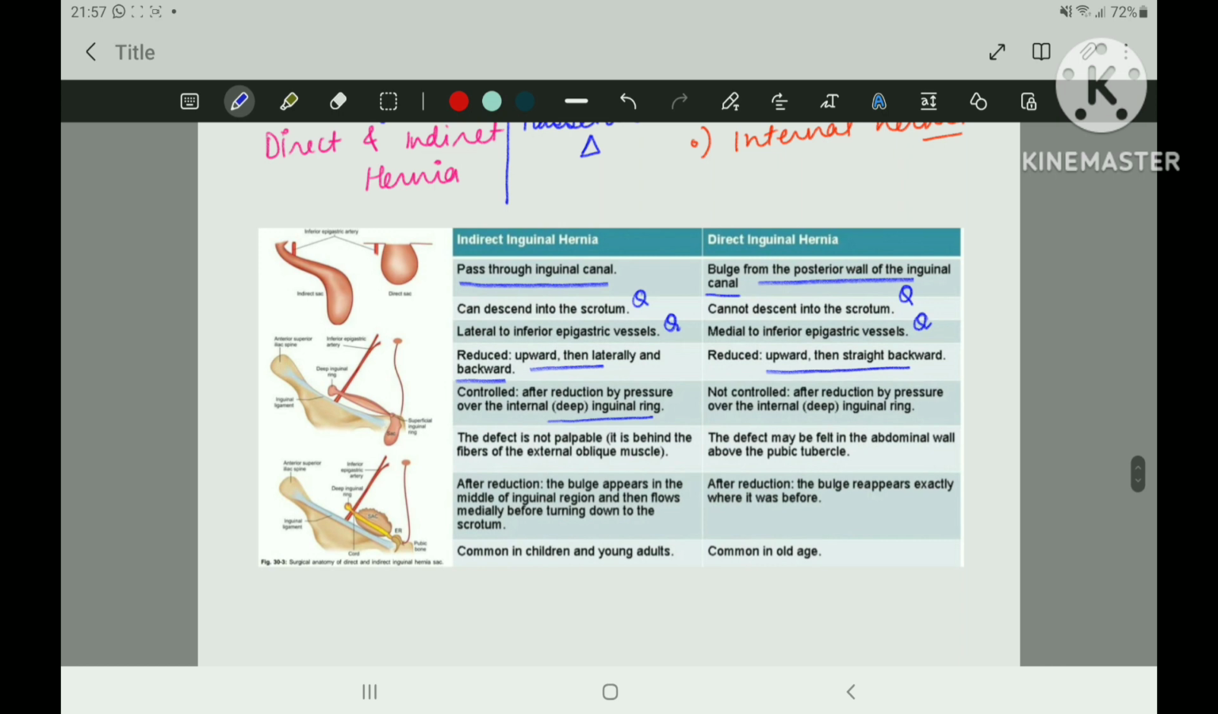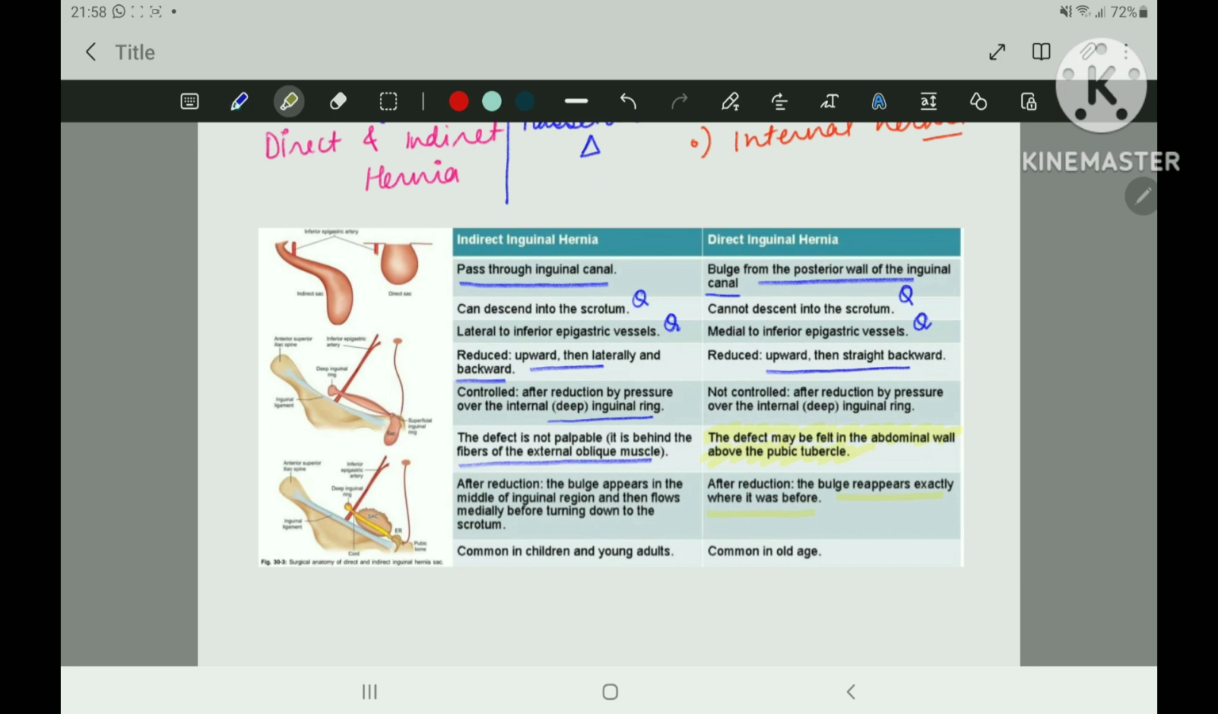In the case of an indirect inguinal hernia, the defect is not palpable, because it is like a natural opening from where the hernia is coming. And in the case of a direct inguinal hernia, one can feel the defect, because it is basically a weakness in the posterior abdominal wall above the pubic tubercle. When we reduce an indirect inguinal hernia and the bulge appears in the middle of the inguinal region, it flows medially before turning down to the scrotum. Contrary to it, in a direct inguinal hernia, after reduction, the bulge reappears exactly where it was before.